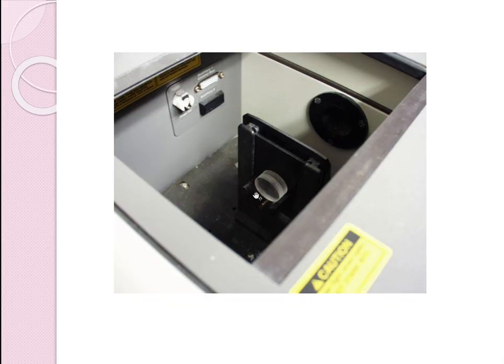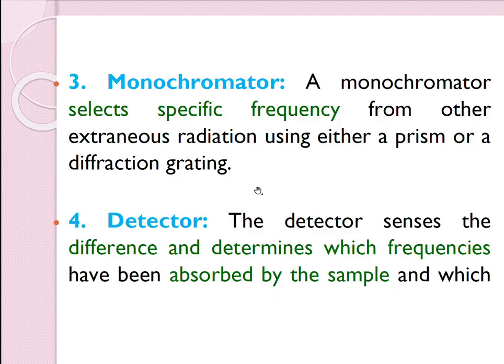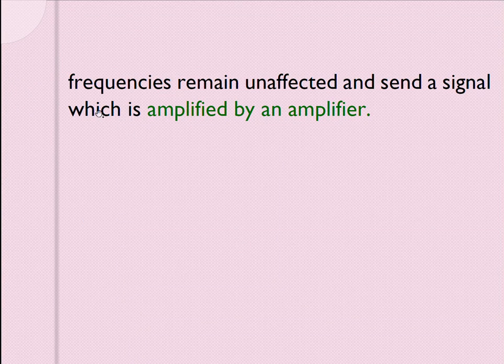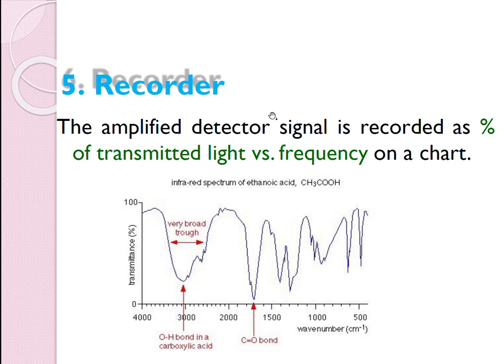This is the sample compartment. Then the monochromator. A monochromator selects a specific frequency from other extraneous radiation using either a prism or a diffraction grating. Then the detector. The detector senses the differences and determines which frequencies have been absorbed by the sample and which frequencies remain unaffected, and sends a signal which is amplified by the amplifier.